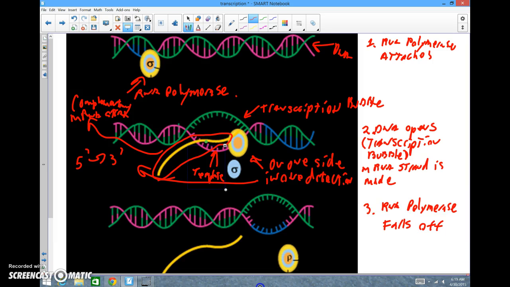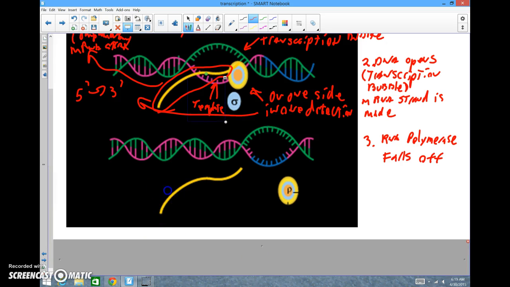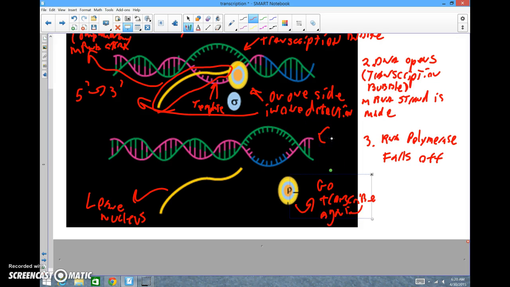And you can actually see down here that this strand will then just leave the nucleus. The RNA polymerase will go transcribe something else, and our DNA is done being used. All right, those are the basics of transcription. Next time we'll do translation.